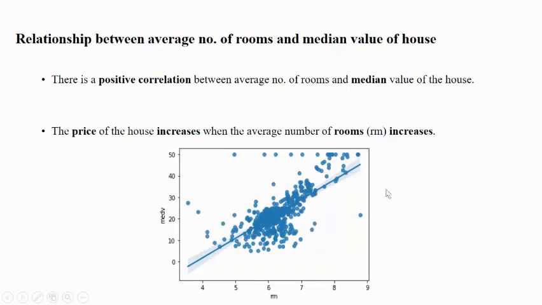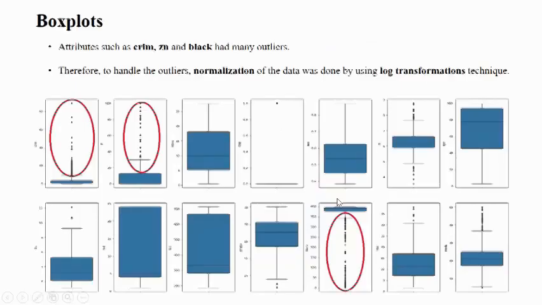So the next thing which I have done is that I have built a scatter plot for the average number of rooms as well as the median value of the house, and here we can see that there is a positive correlation between both of these variables. Thereby we can interpret that as the average number of rooms increases, obviously the median value of the house also increases.